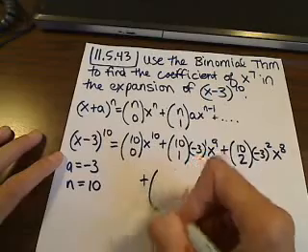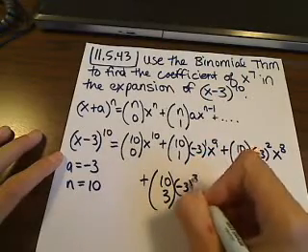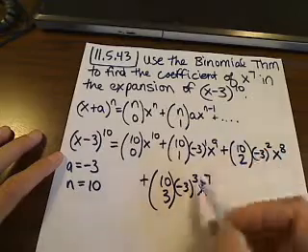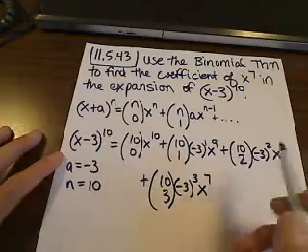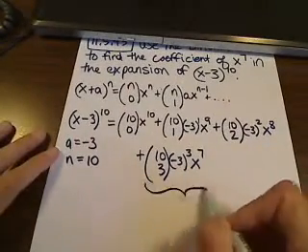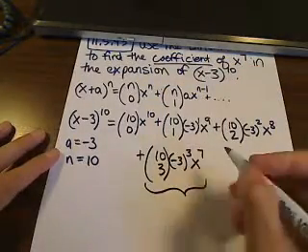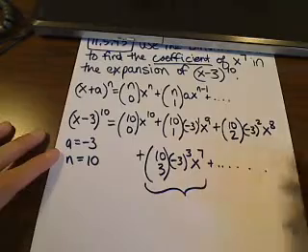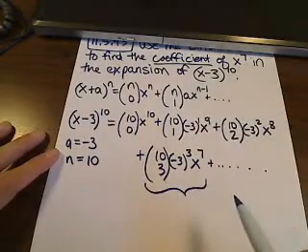And then here's the one that we want, 10 things taken 3 at a time. We have -3 to the 3rd and x to the 7th. And notice that in all of these, the powers end up being 10 if you add them together. That's one of the properties of the binomial theorem. Okay, so this is the one that we're concerned with, and they wanted us to find the coefficient. By the way, this continues. I'm just stopping there because this is the term we need.